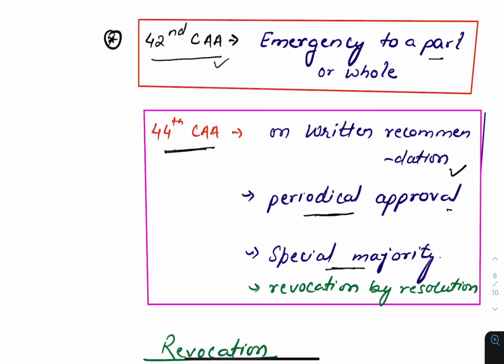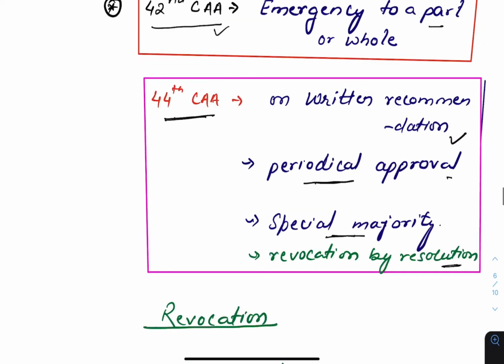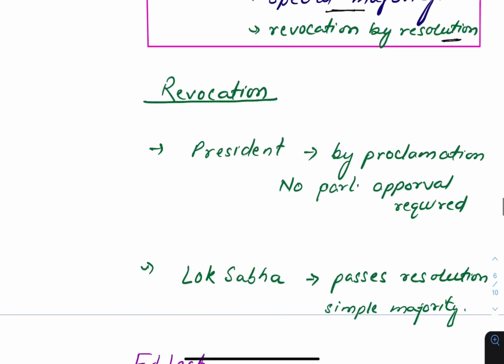And revocation by resolution. If Lok Sabha wants to revoke it, it can pass a resolution by simple majority, and then the national emergency must be revoked. A President can revoke a national emergency at any time, and such a proclamation does not require parliamentary approval. So there are two methods of revoking the emergency. First, the President revokes, and second, the Lok Sabha passes a resolution with simple majority.